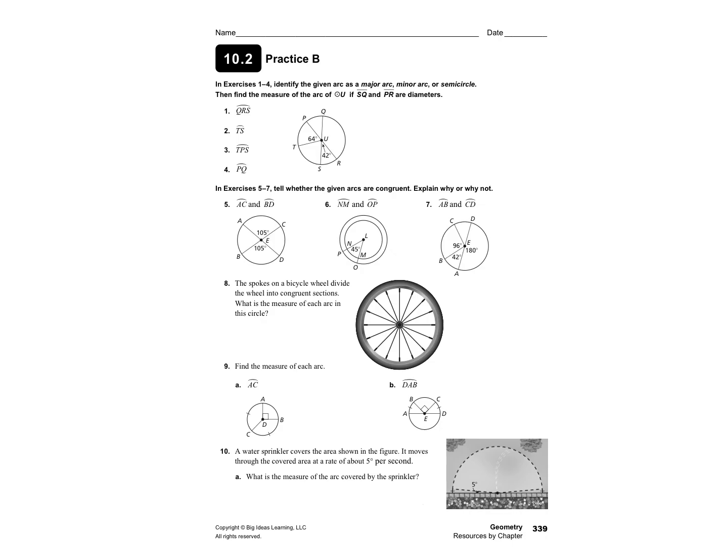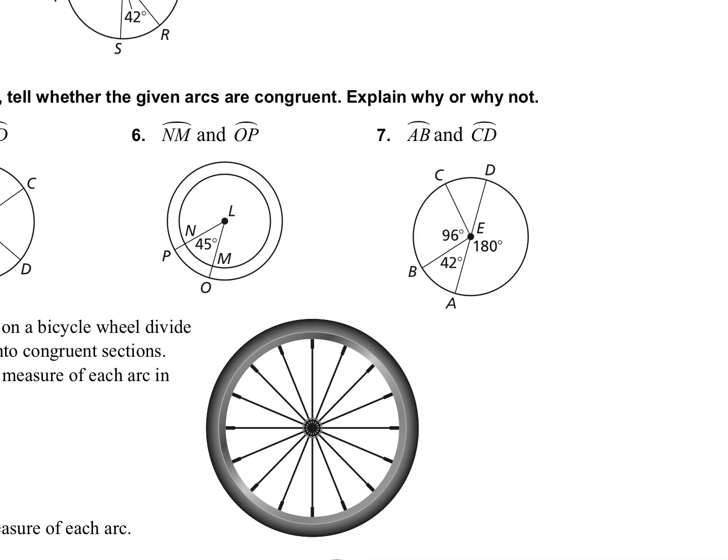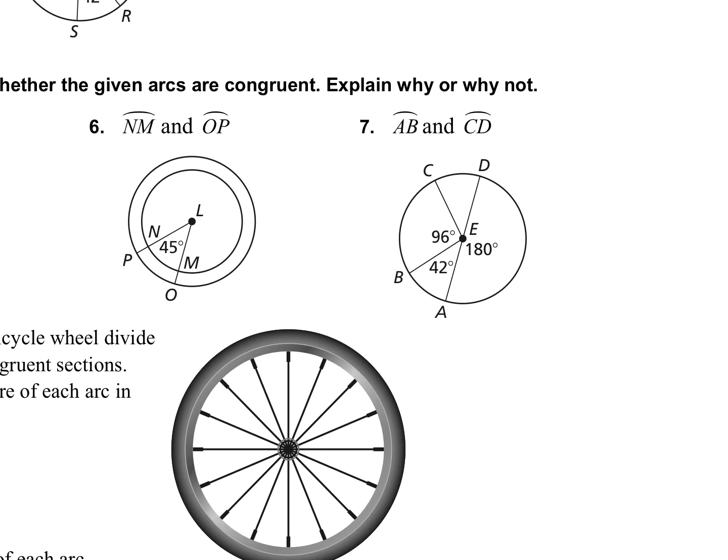Okay, so for number 7, it wants us to tell whether the given arcs are congruent and then explain why or why not. So for number 7, I can go ahead and fill in what I know. I need to figure out, so AB is, this one is, let me do this one in purple. So AB's arc is here and CD's arc is over here. Well, I can already figure out AB's arc because I have a central angle measure. It's 42 degrees. Remember, when it's a central angle, the arc measure is the same.